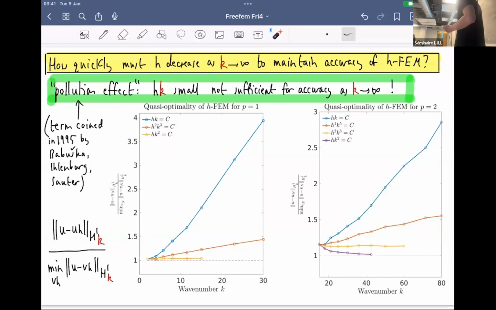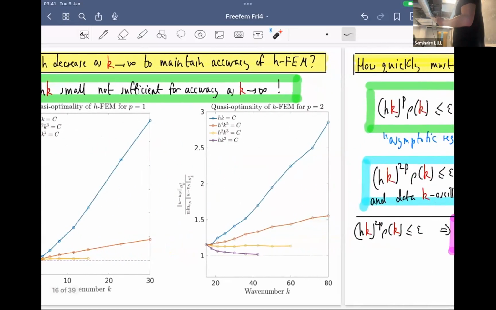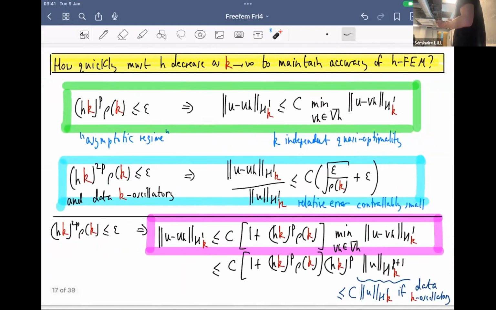So hk sufficiently small is not sufficient for accuracy of the h version of the finite element method as the frequency increases. So what are the conditions that you need on h? There are two conditions, because there are two natural ways to measure the error. I'm going to slow down because this is maybe one of the most technical slides in the talk.